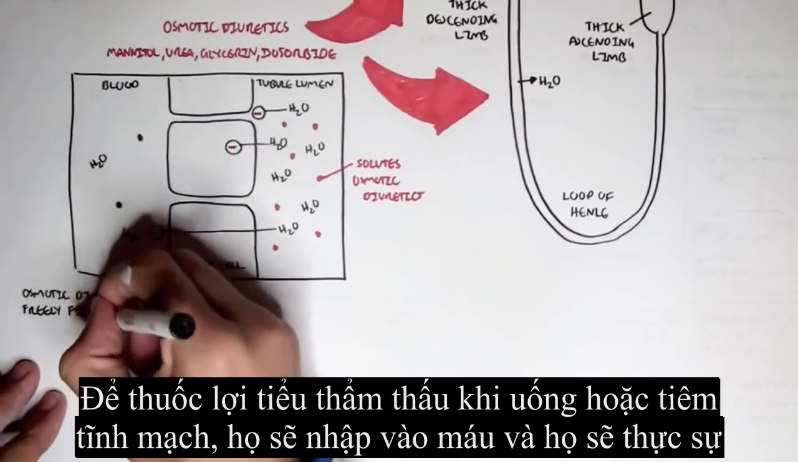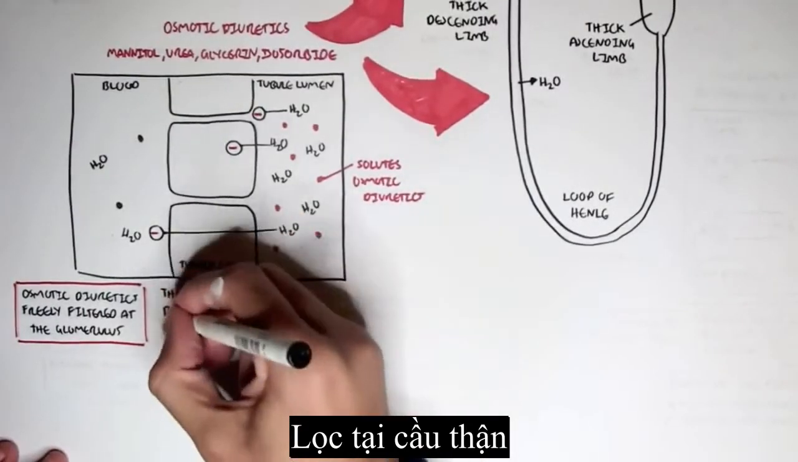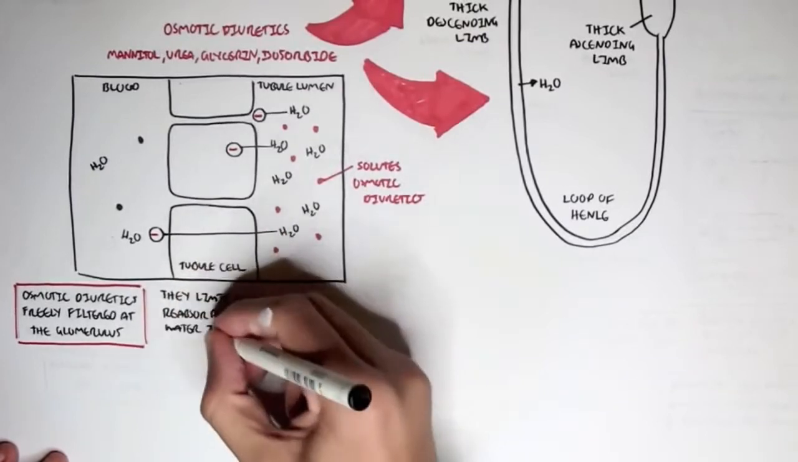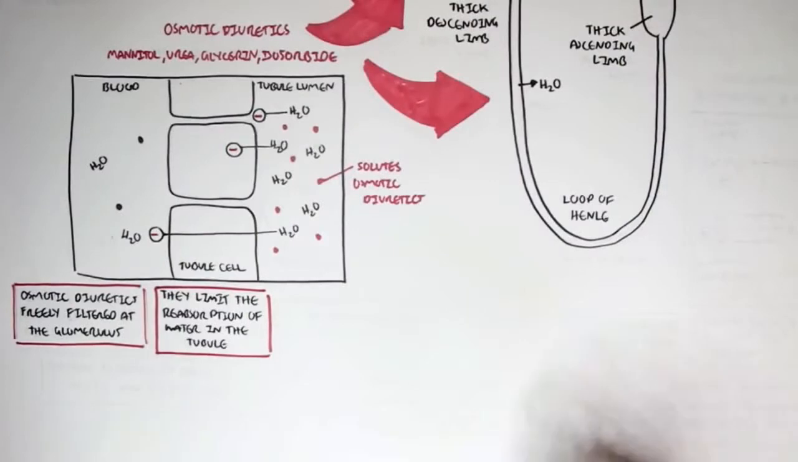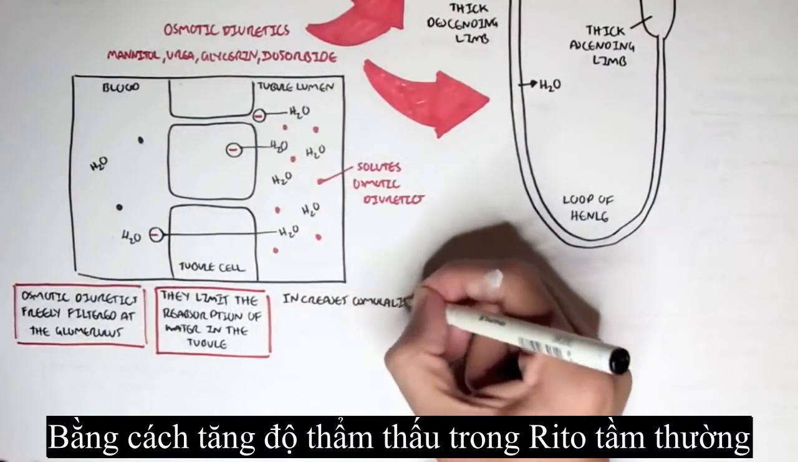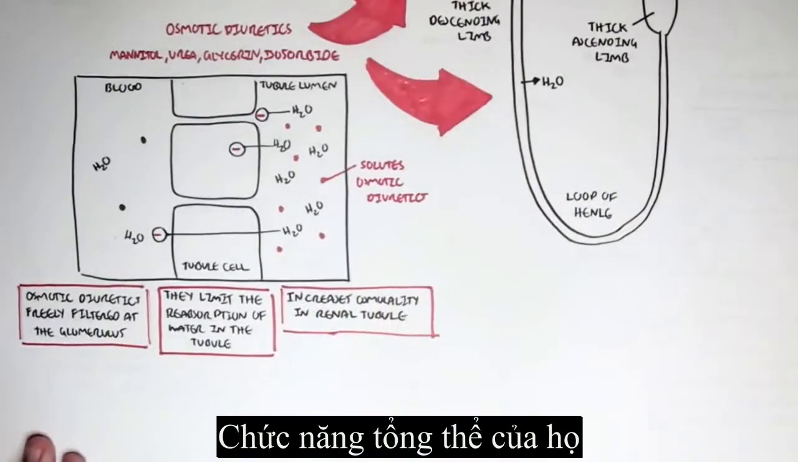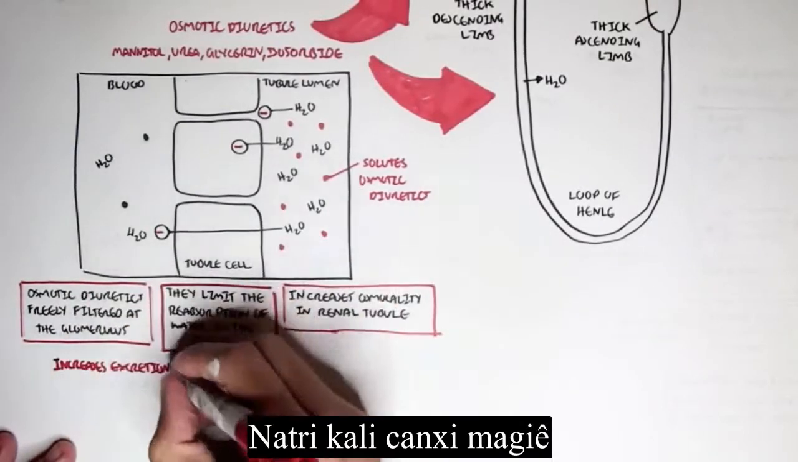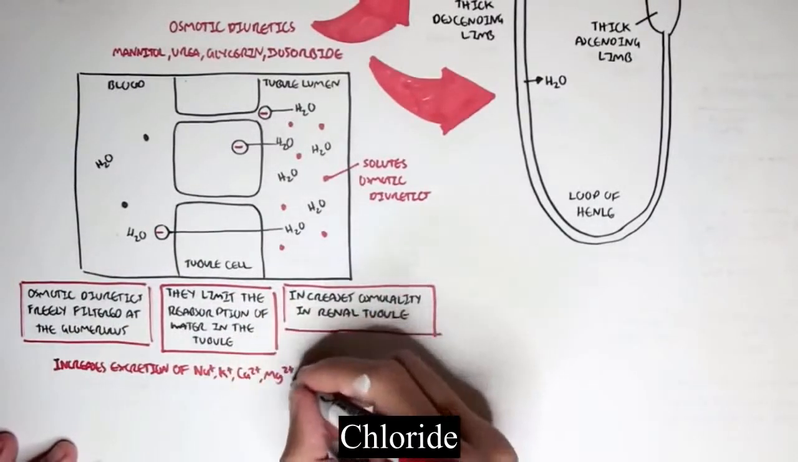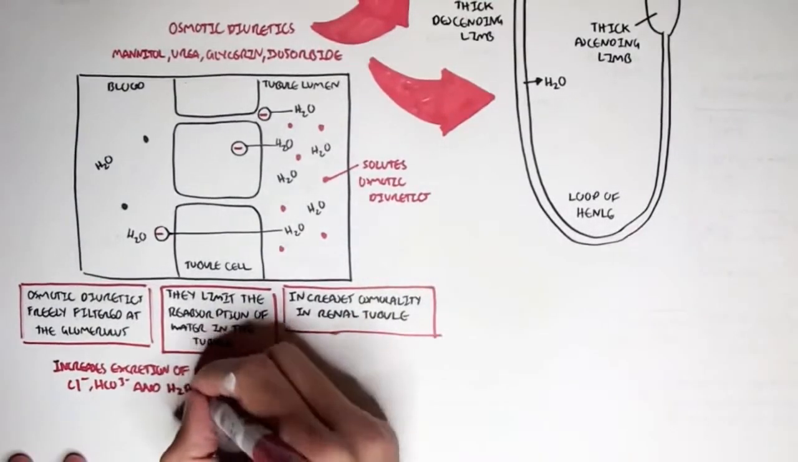So osmotic diuretics, when taken orally or intravenously, will enter the bloodstream and be freely filtered at the glomerulus and enter the tubule. Their function is to limit the reabsorption of water in the tubule by increasing the osmolality in the renal tubule. Their overall function is that they increase the excretion of sodium, potassium, calcium, magnesium, chloride, bicarbonate, hydrogen phosphate, and water.